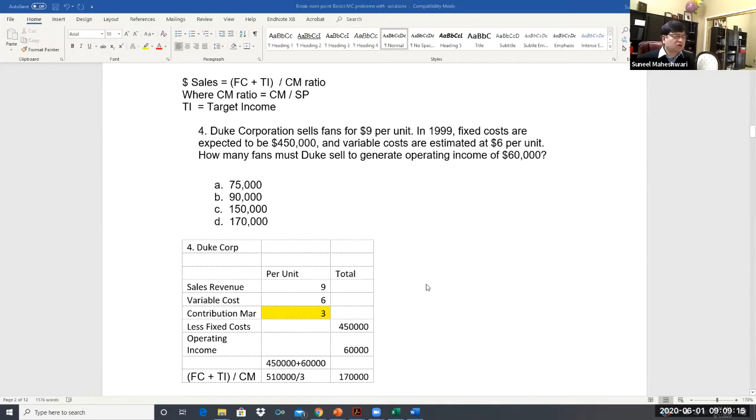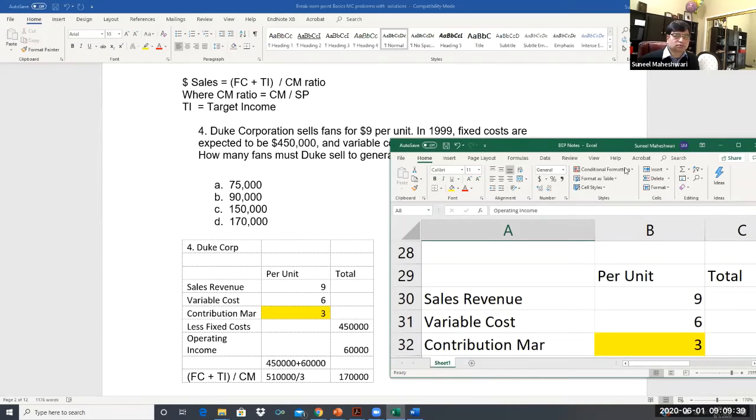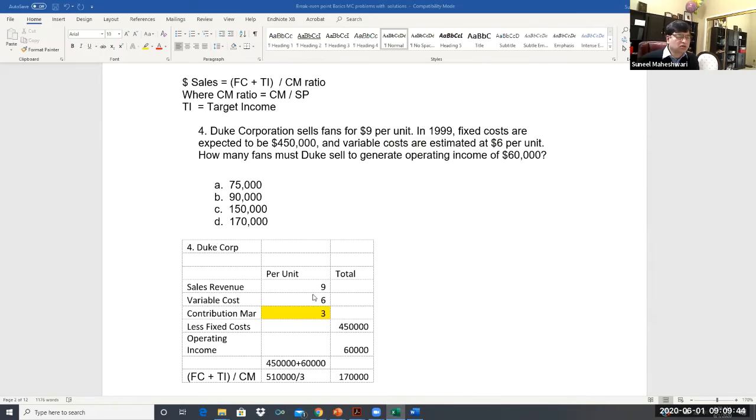Okay, on number 4, your answer is 170,000. Most of you gave the right answer. How many units need to be sold to generate 60,000 of income? Again, you can use the same contribution margin format. You can just do 9 minus 6, which gives you 3. 450,000 plus 60,000 divided by 3 will give you 170,000.